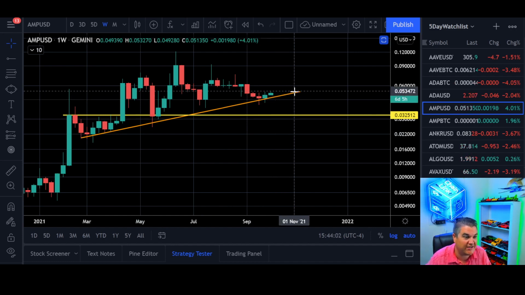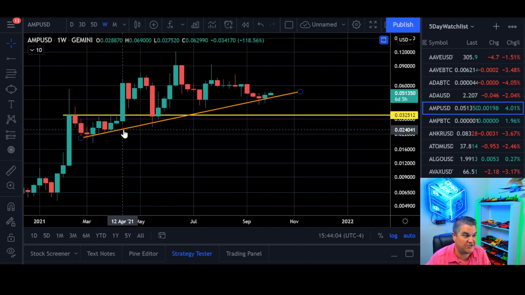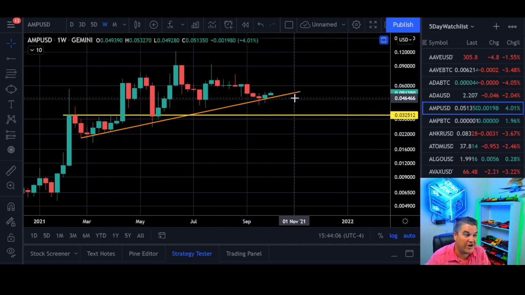We want to continue to hold it. So there's good news and bad news with this trend line. This is the good news. What is the bad news?